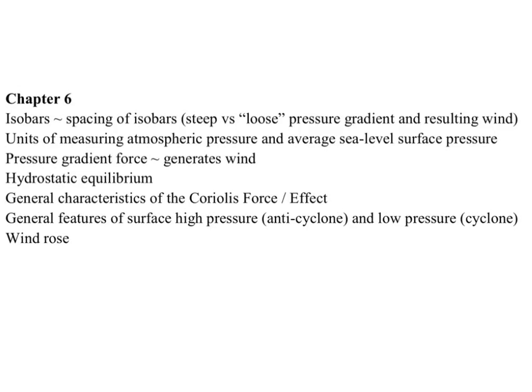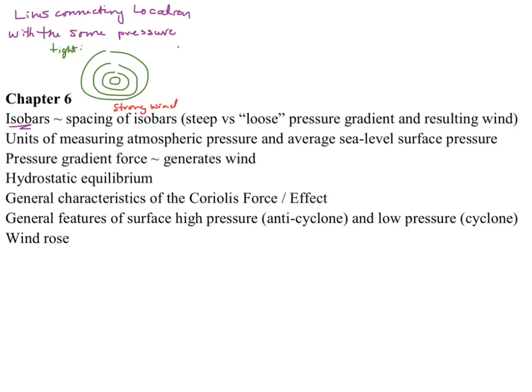All right, so let's take a look at what we've got going on in Unit 3. There's 4 chapters, so starting with Chapter 6. We talked about isopleths before, and isobars actually are on maps. They're lines on maps that connect locations with the same pressure.